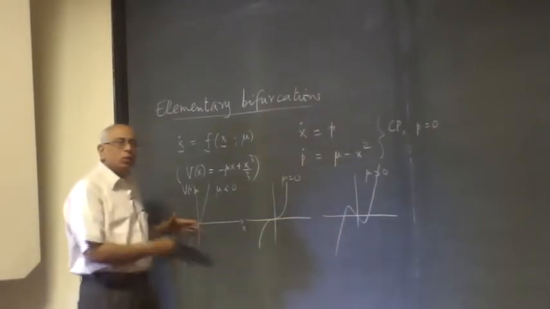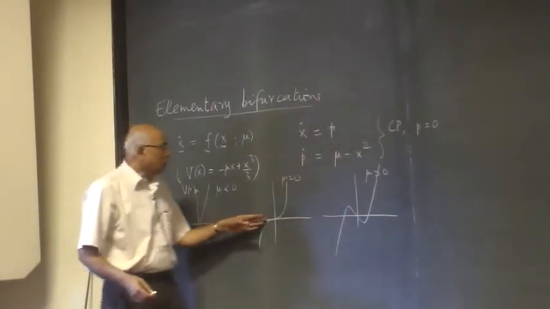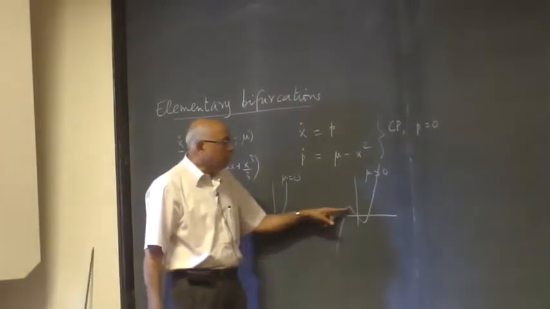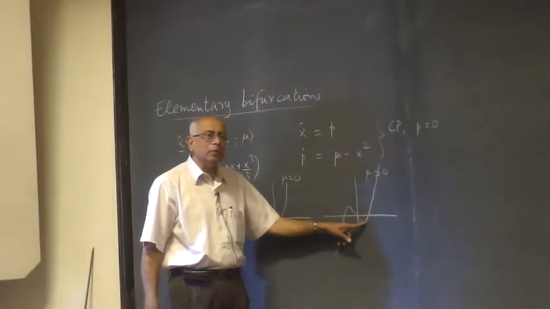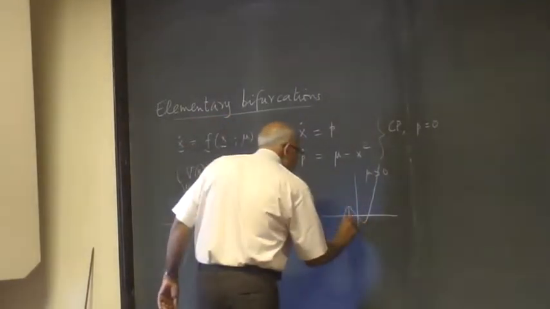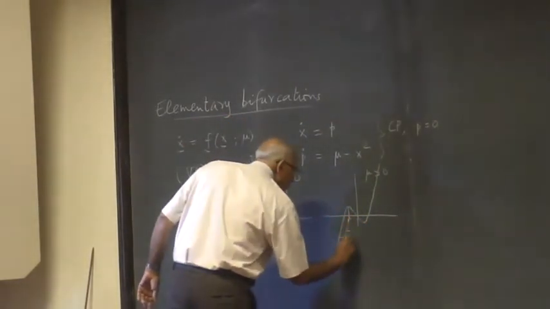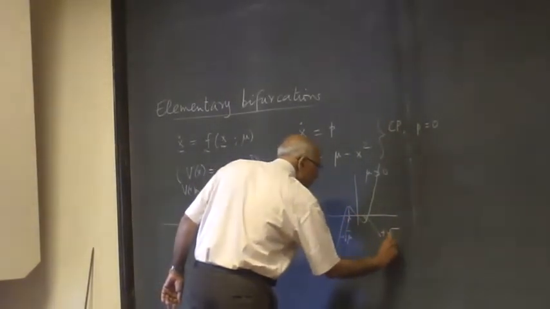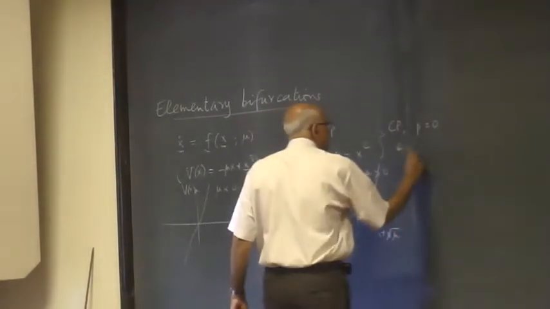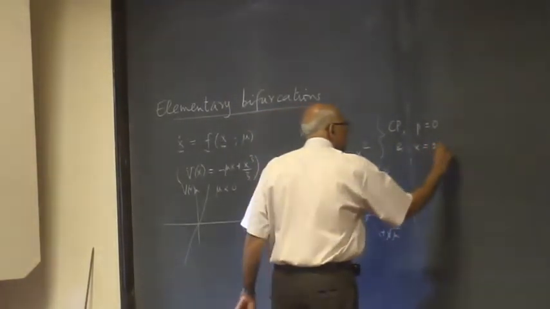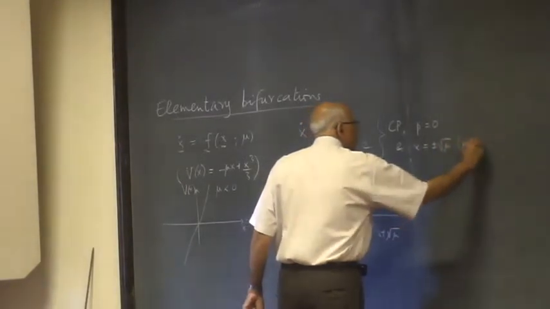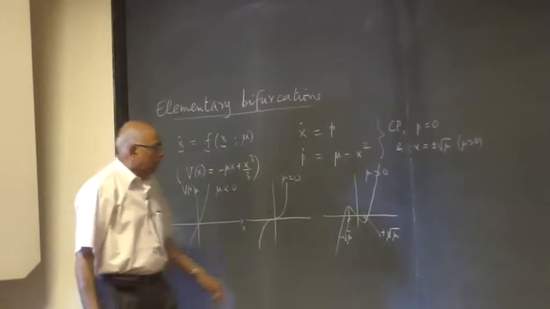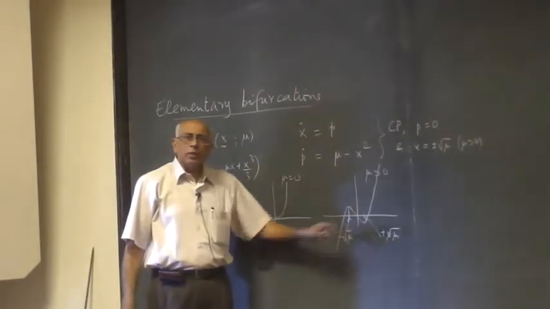For mu less than 0, there's no equilibrium point. For mu equal to 0, there's a marginal equilibrium point. And for mu greater than 0, there's an unstable equilibrium point and a stable equilibrium point here. This is at minus square root of mu, and this fellow is at plus square root. The negative root is unstable, the positive root is stable.